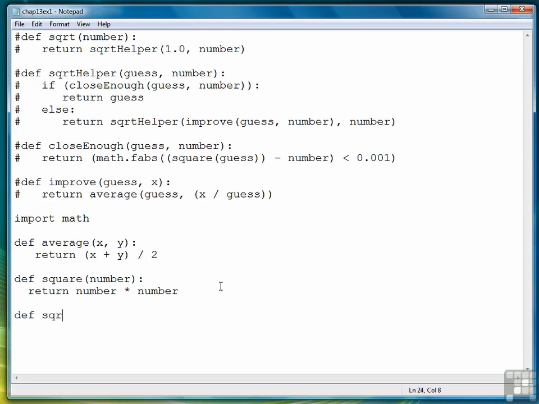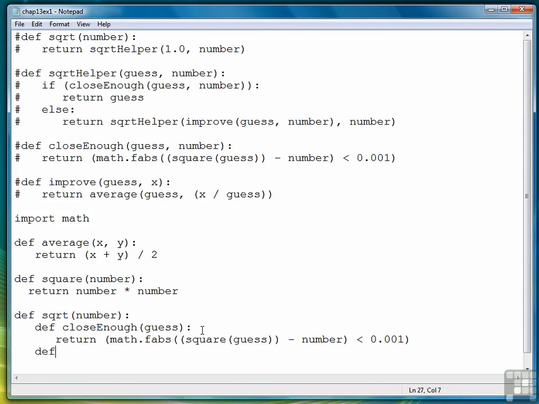Our main function is square root, and its parameter is a number. Then the first nested function we're going to define is close enough, and its only parameter will be guess. The reason for that is that number now is available to the close enough function because close enough is defined inside of square root. And we take advantage of lexical scoping to only have to pass one parameter to the function. And then we'll write out the definition for close enough right here.